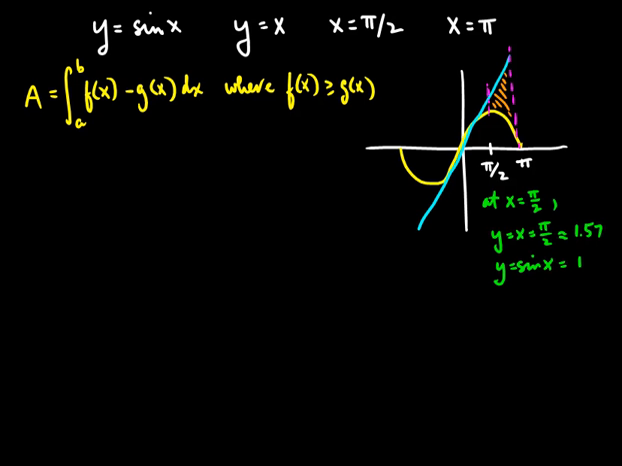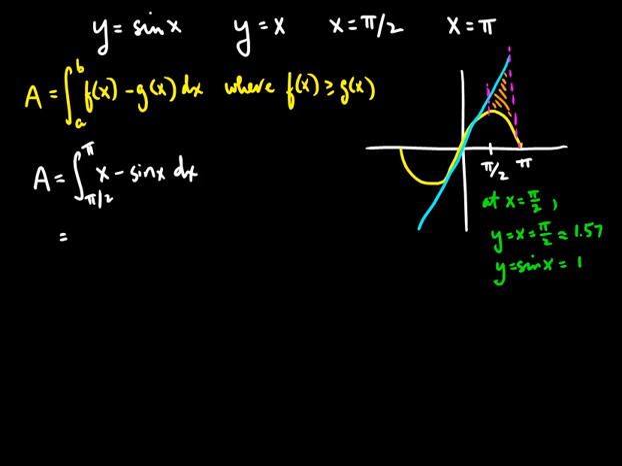And so in this case, our top function is going to be y equals x, and our bottom function is going to be y equals sine x. So we set up an integral from pi over 2 to pi. The function above is given by y equals x, and the function below is given by y equals sine x. Solving that integral then will give us the area enclosed by the two curves between pi over 2 and pi.